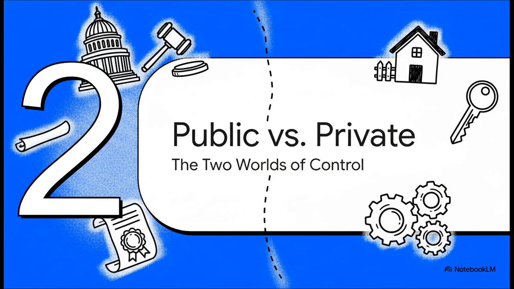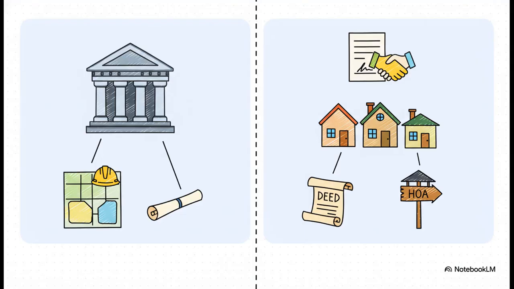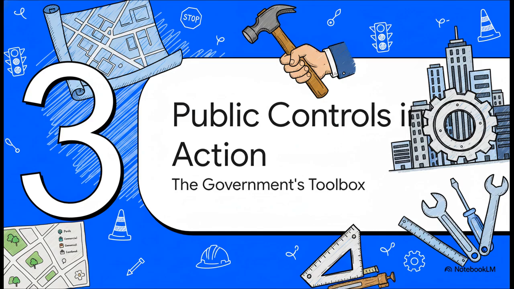Now, the rules that bring that master plan to life, they come in two different flavors. And this is a super important distinction you'll need for your exam. You've got rules from the government, and then you have rules created by property owners themselves. Two totally different worlds. So on one side, you have public controls. These are the heavy hitters, right? They're enforced by the government, and they apply to everyone in a certain area. Zoning is the perfect example. Then, on the other side, you have private controls. These are much more local, created by developers or homeowners for a specific neighborhood. Think of your HOA rules. That's a private control.